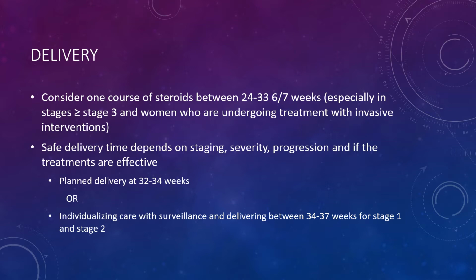Also, there is no real guideline that shows when delivery is best. So it really depends on the staging, the severity, and the progression, and if the treatments are effective for the fetuses. There is one of 2 options. One, you can do a planned delivery at 32 to 34 weeks, or if they're not very severe, so either in stage 1 or stage 2, you can kind of individualize the pregnancy and the care of the fetuses with just surveilling them with ultrasound and delivering them between 34 and 37 weeks.